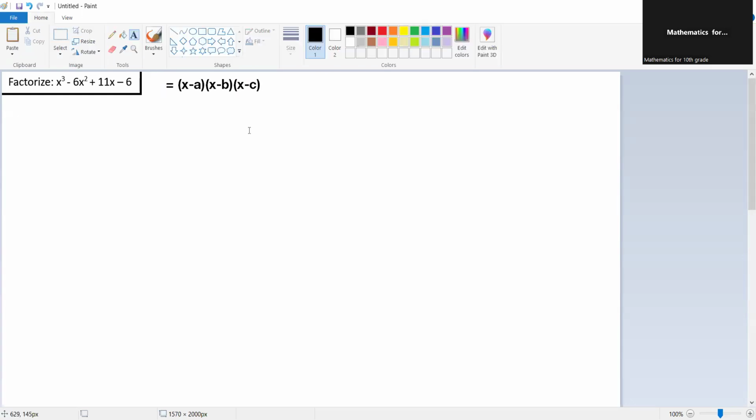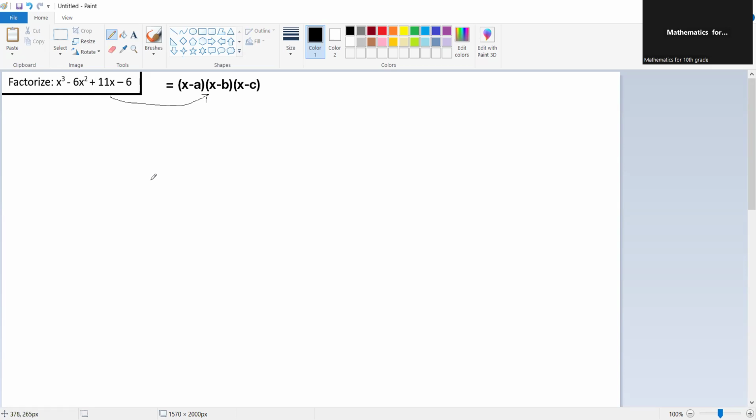This is called factorization. So the cubic equation here can be factorized as the product of three linear functions, x minus a, x minus b, x minus c. So I have to find out what are a, b, and c. So here is the trick. We already know how to do it for a quadratic function because we know how to find out the roots of the quadratic equation, which I will again explain in one of the future videos.